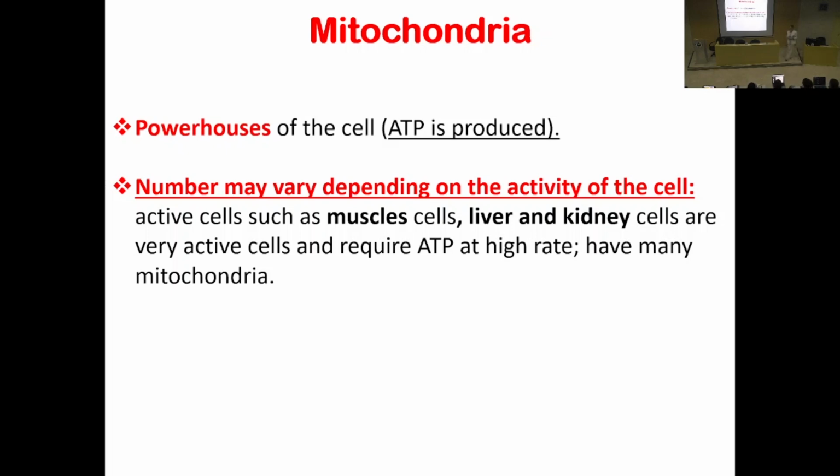Mitochondria. Very quickly, you know that mitochondria are the powerhouse. That is where the cells produce ATP. And as you know, the more ATP your cells have, the more active they are. The cells that need more ATP will have an increased number of mitochondria, okay?